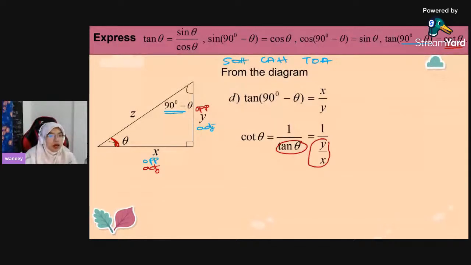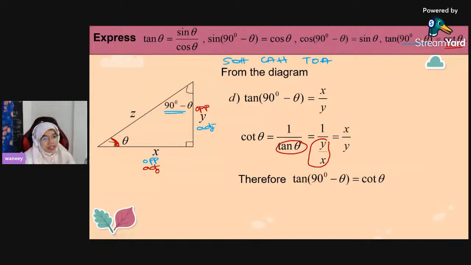Okay, so we got 1 over y over x. So you can take the reciprocal for them, flip them. Therefore, this is actually x over y. So you can say that tangent of 90 degree minus theta is actually equal to cotangent theta. So those are the things that you have to know about trigonometric ratio.